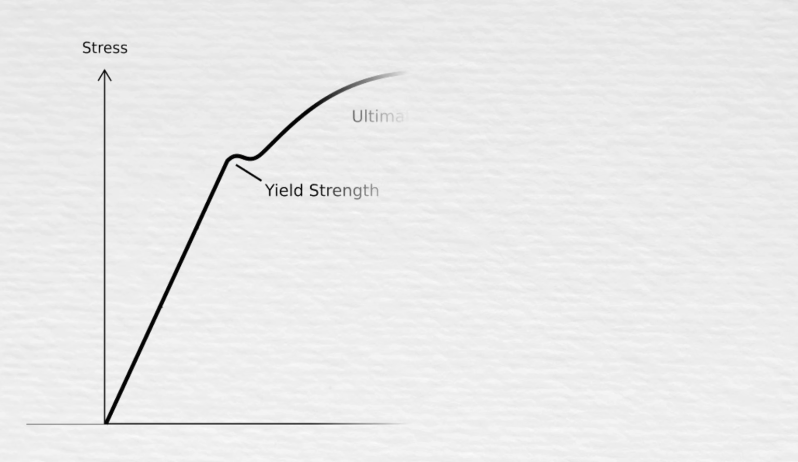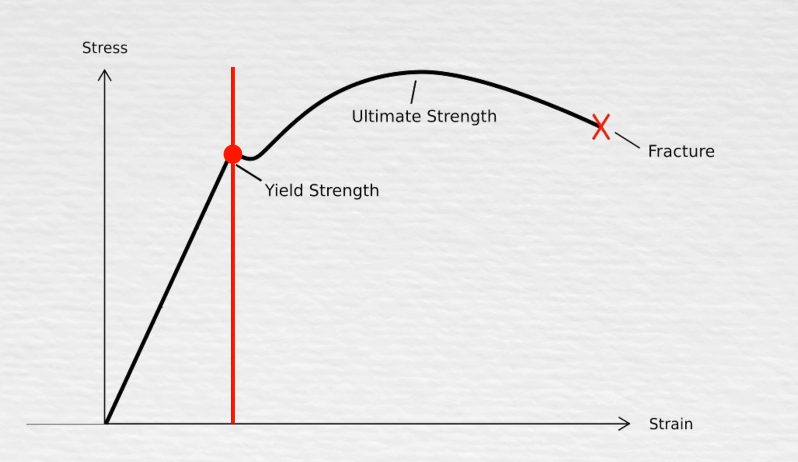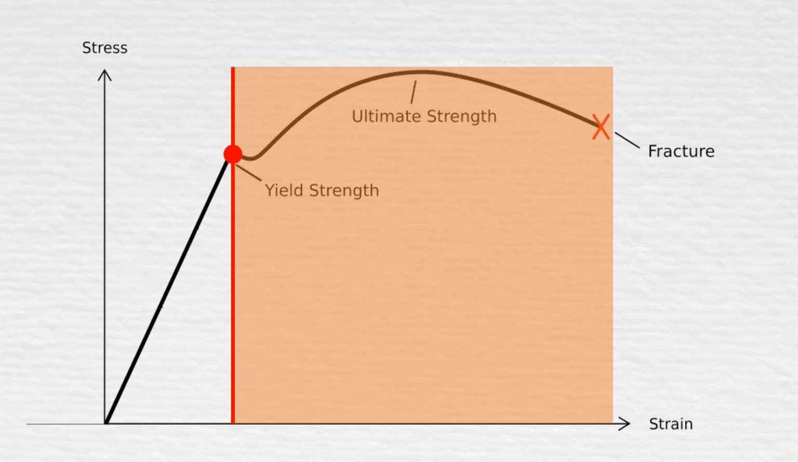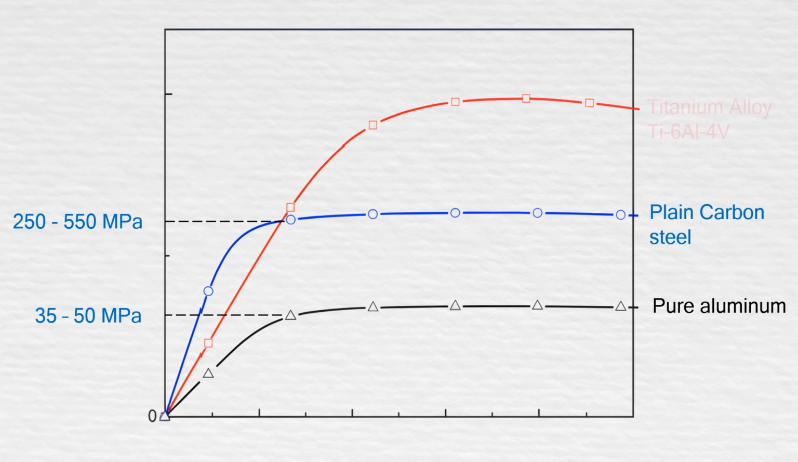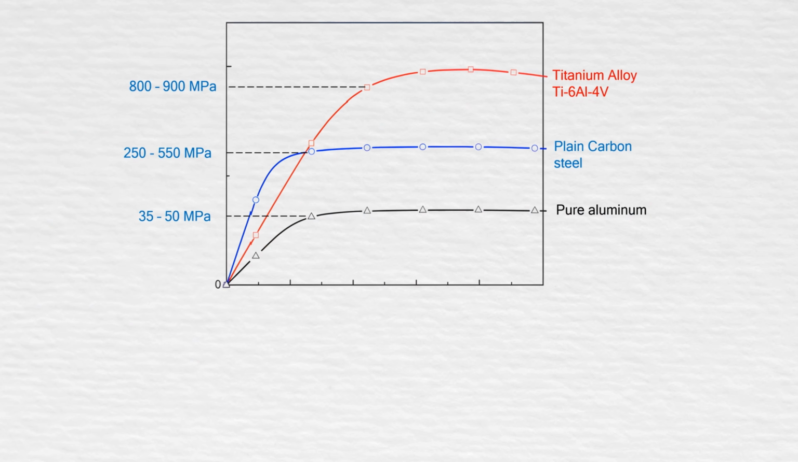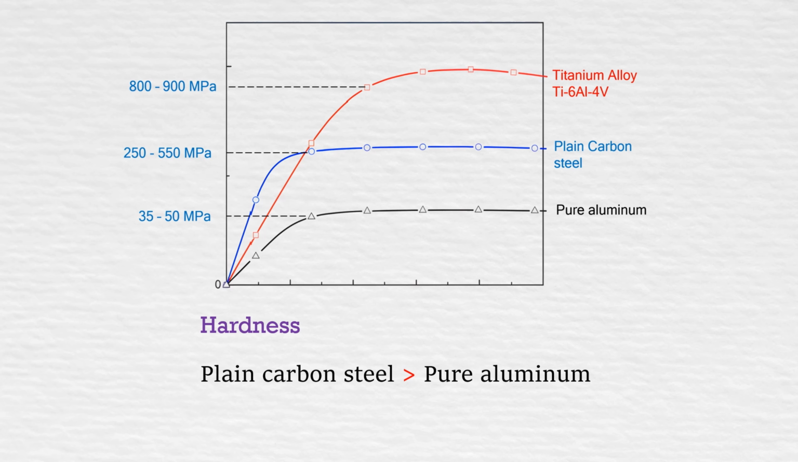So after which point does plastic deformation start? You guessed it right, after the yield strength point. After the yield strength limit of the material, which means the material which has higher yield strength will have more hardness. For example, plain carbon steel yield strength ranges between 250 to 550 megapascal. Pure aluminum yield strength ranges from 35 to 50 megapascal, while a titanium alloy yield strength ranges from 800 to 900 megapascal. So steel is harder than pure aluminum, and titanium alloy is much harder than steel.